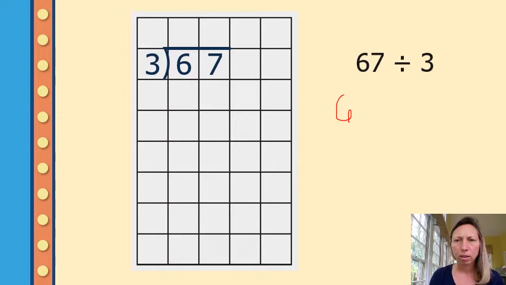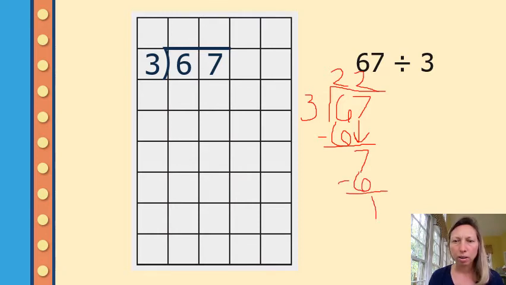67 divided by 3. All right, the first digit is 6. 6 divided by 3 is 2. 2 times 3 is 6. If I subtract 6 minus 6, I get 0, so I can just bring down my 7. Now I have 7 divided by 3. 7 divided by 3 is going to be 2 again. 2 times 3 is 6. Subtracting, I get 1. So I have 22 remainder 1. So you can see the steps as they go through it.